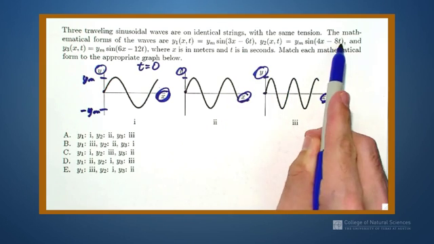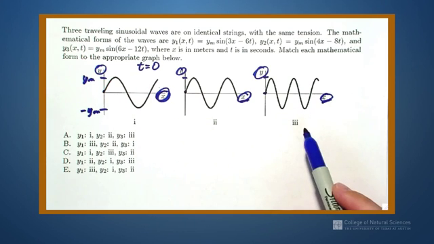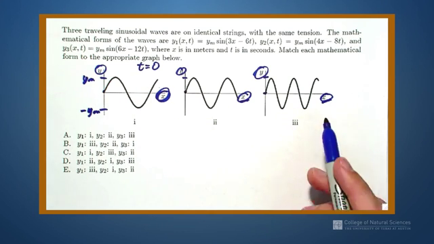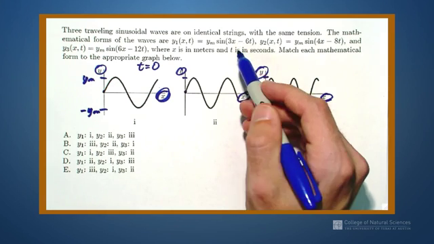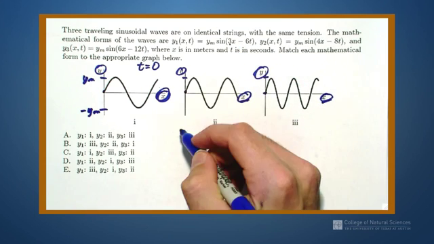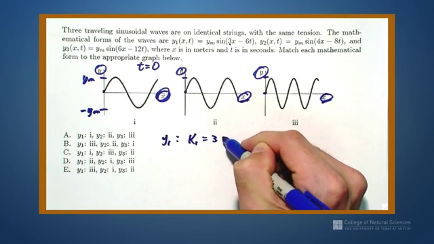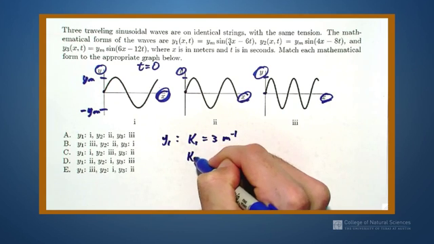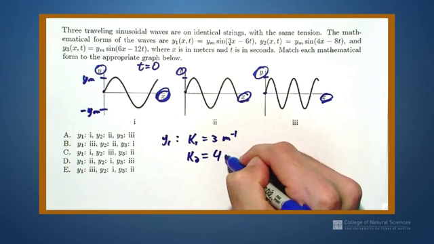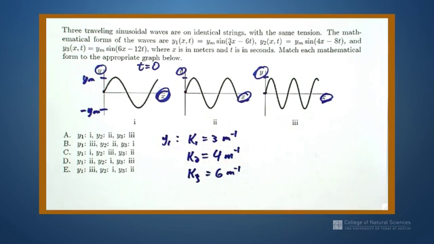But it doesn't tell me anything about this 6, this 8, or the 12. I can't use that information in here. However, the position graph is going to tell us something about how these graphs change. So I need to figure out which one has some value. I know that k1 is equal to 3 inverse meters, k2 is equal to 4 inverse meters, and k3 is equal to 6 inverse meters.